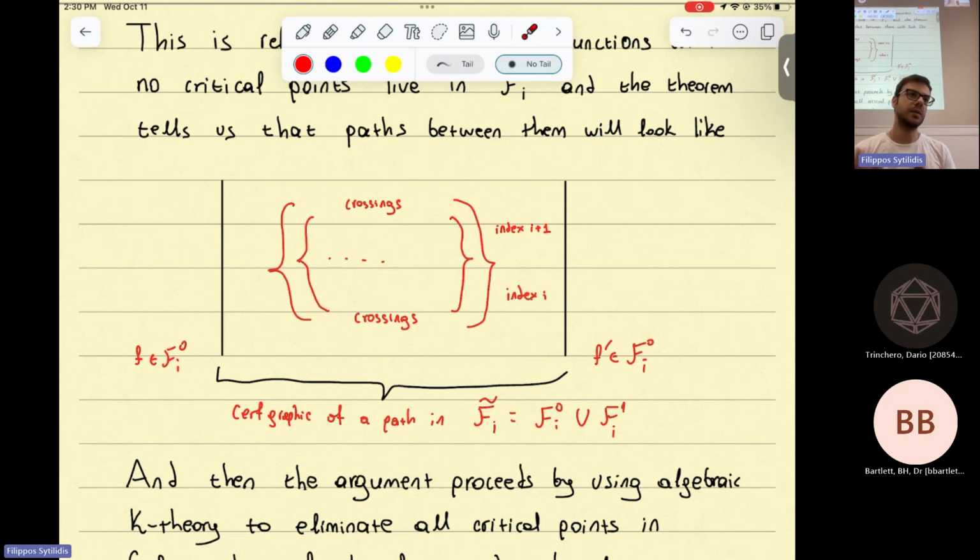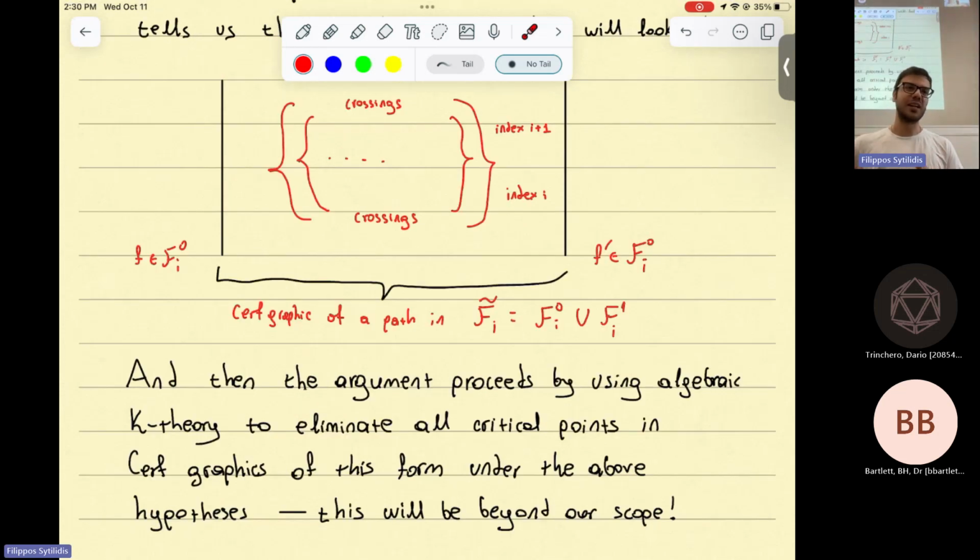And I get to choose the I. So for any I from 2 to n minus 3, I can do that. That's what I'm promising. Of course, I'm promising to show you the proof strategy for doing that rather than all the details.